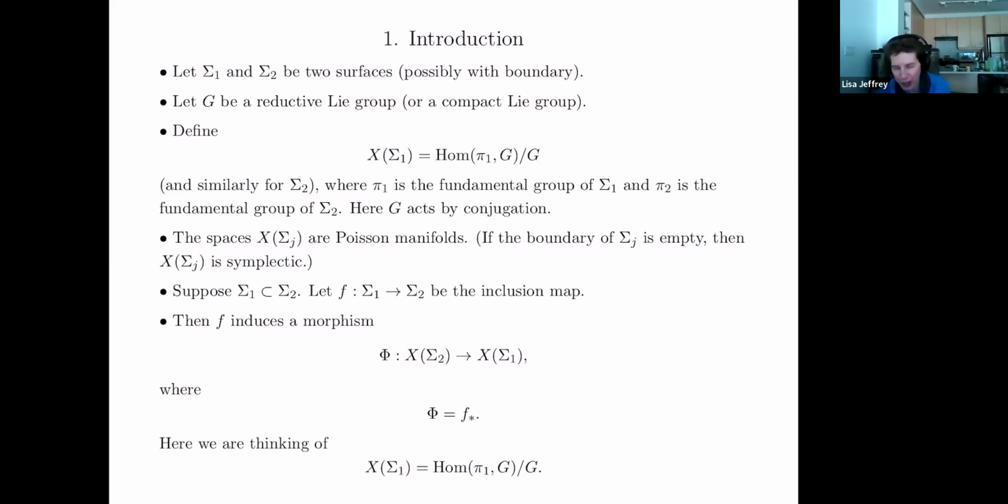So X of sigma is just representations from the fundamental group of sigma into the group G up to conjugation. These spaces are Poisson manifolds. If the boundary of sigma is empty, then, as was shown by Atiyah and Bott, also Bill Goldman, these character varieties are symplectic, in fact.